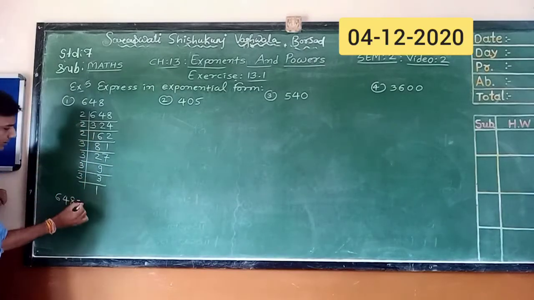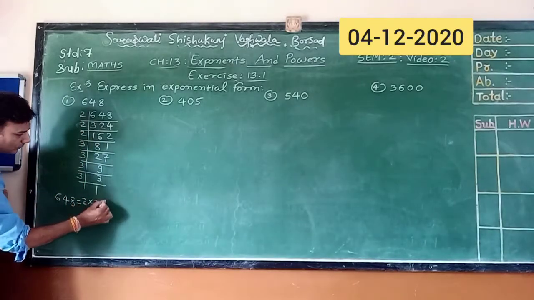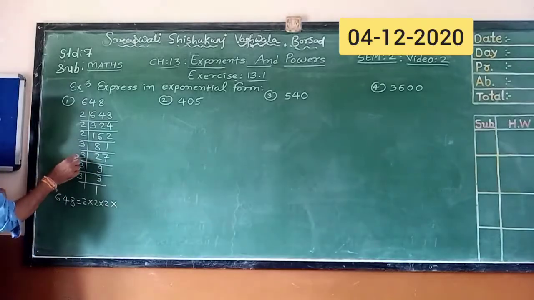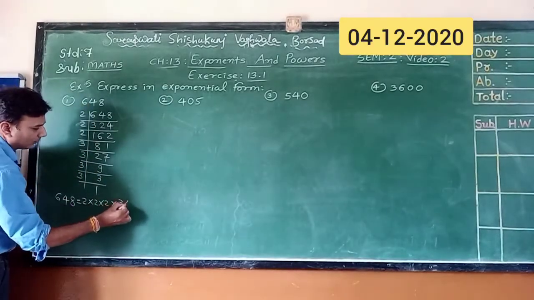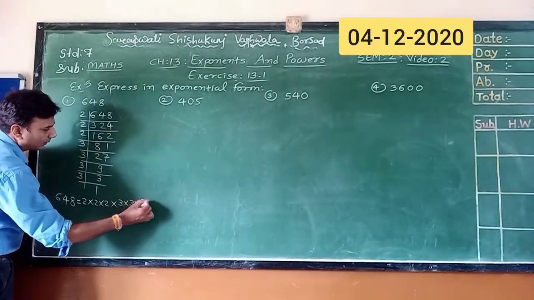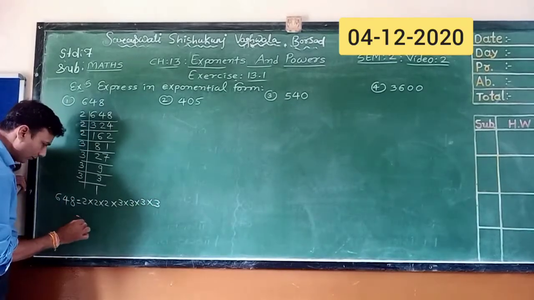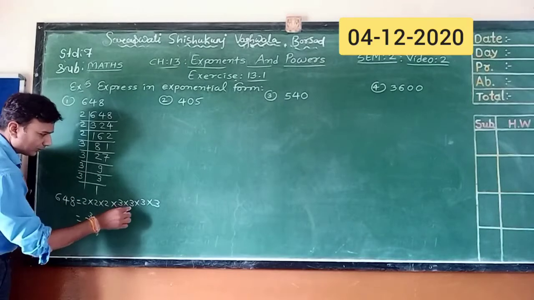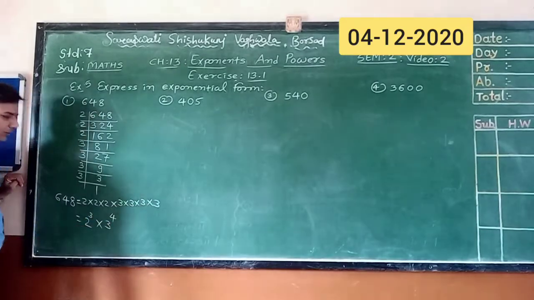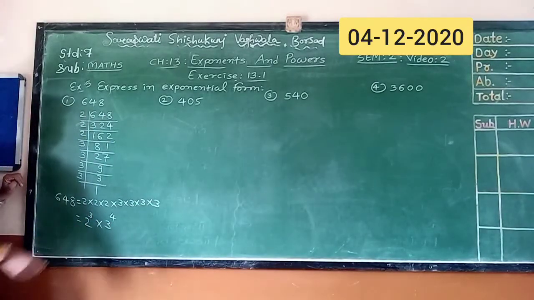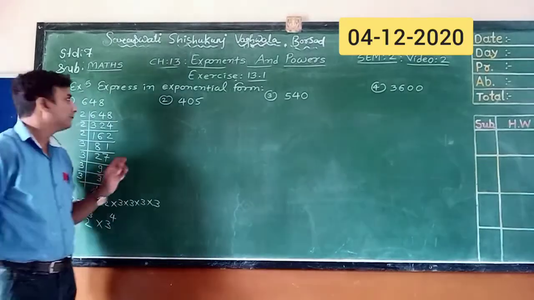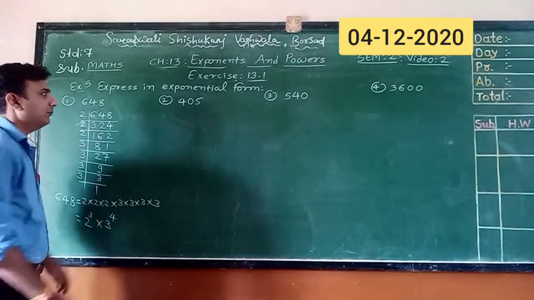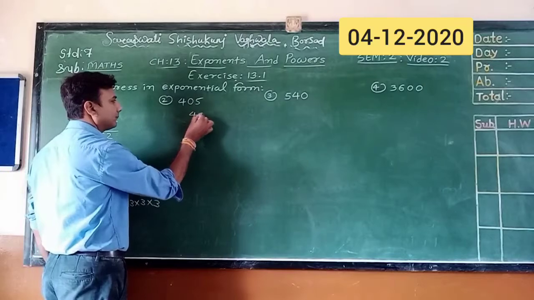1 2 3 times, 1 2 3 and 1 2 3 4 times. 2 cube and 3 raised to 4. So this is the exponential form of this 648. Same for 405.